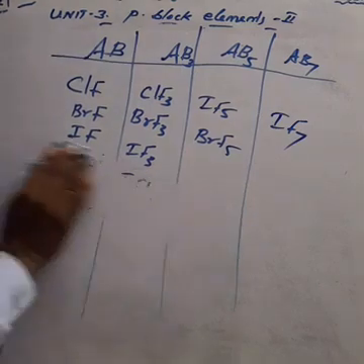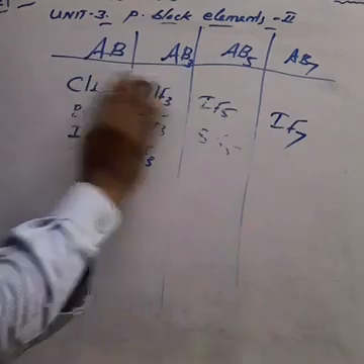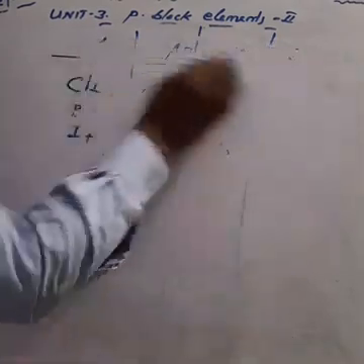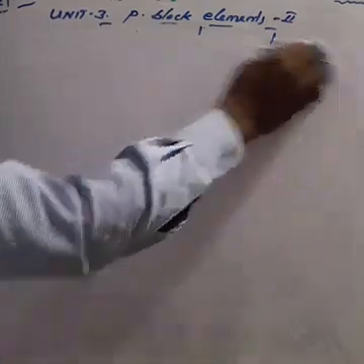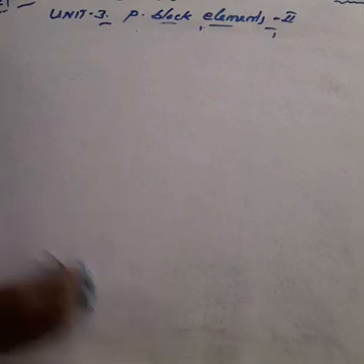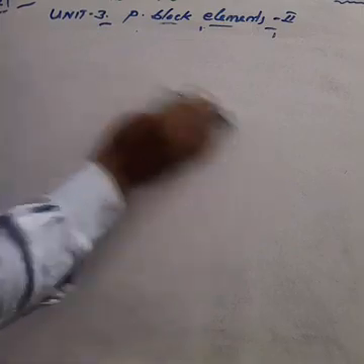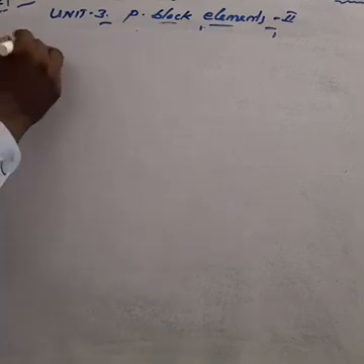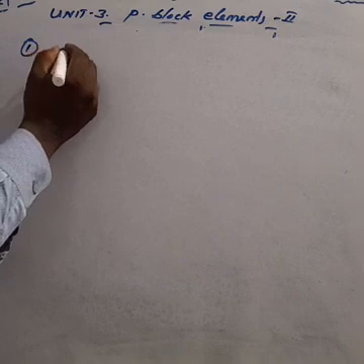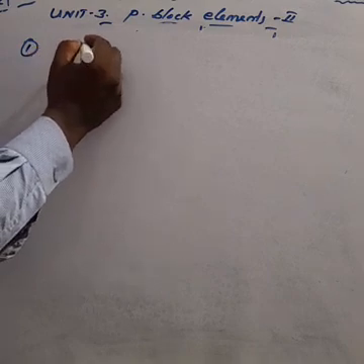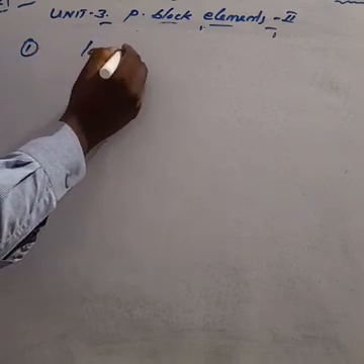Next, what are the properties of interhalogen compounds? I think we have more than 5 or 6 points, so try to learn this, okay? At least you have to learn 5 points. The first one: the central atom will be the larger one. That is the first property.